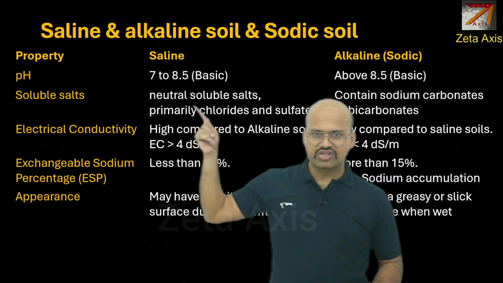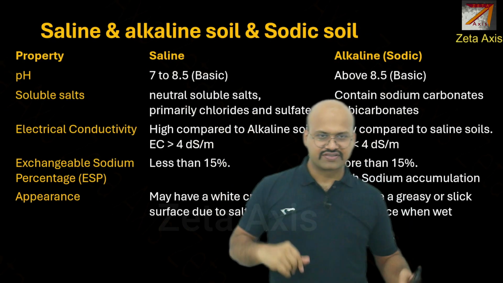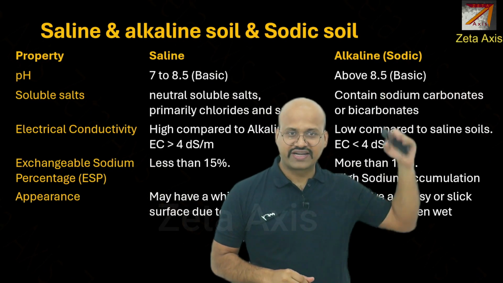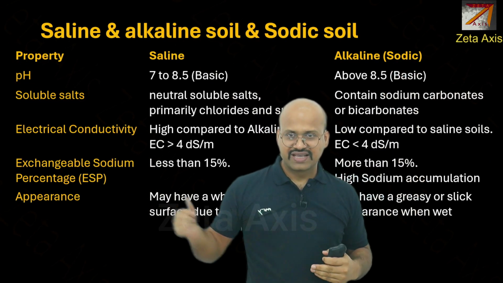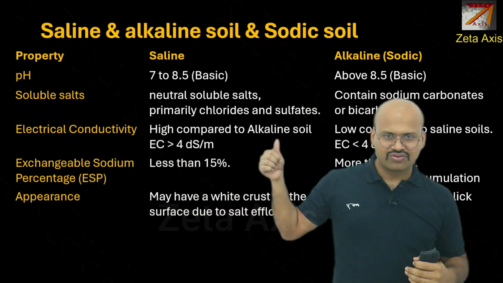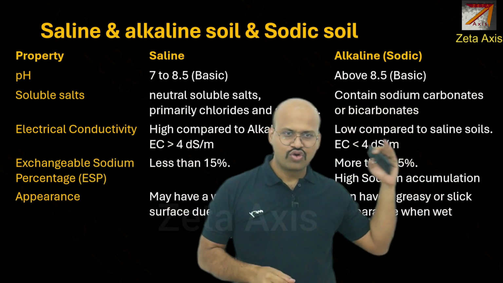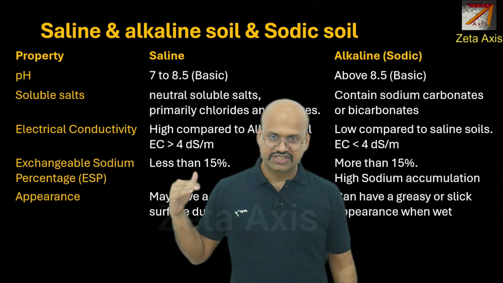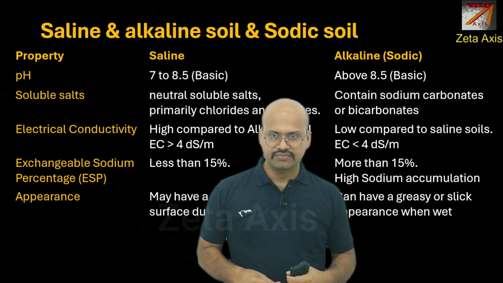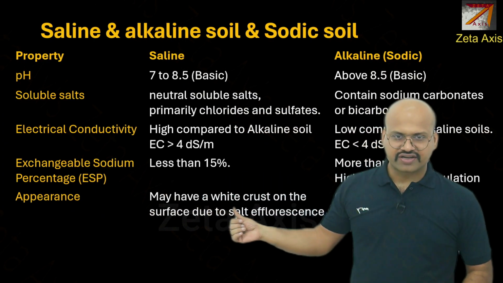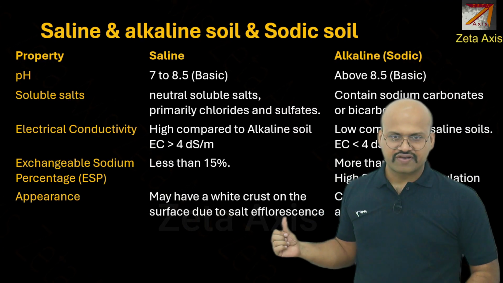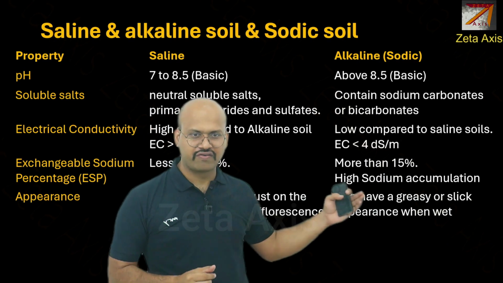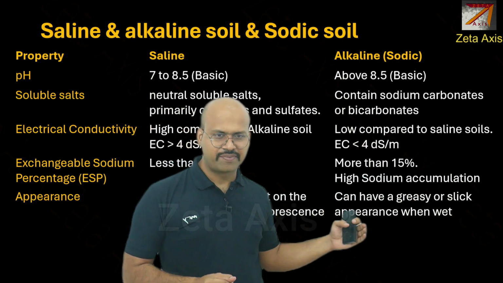Soluble salts: neutral soluble salts, primarily chlorides and sulfates, in saline soil. Alkaline soil contains sodium carbonate, so sodium is in higher amount in alkaline soil. That is why it is called sodic soil. Electrical conductivity is high in saline soil compared to alkaline soil, where we have low conductivity. Exchangeable sodium percentage: here the sodium percentage is less, here it is higher. If you see the appearance, saline soil has a white crust on the surface due to salt efflorescence. Because of salt deposition on top of the sand, you will see a white color. However, alkaline soil can have a greasy or sleek appearance when wet.